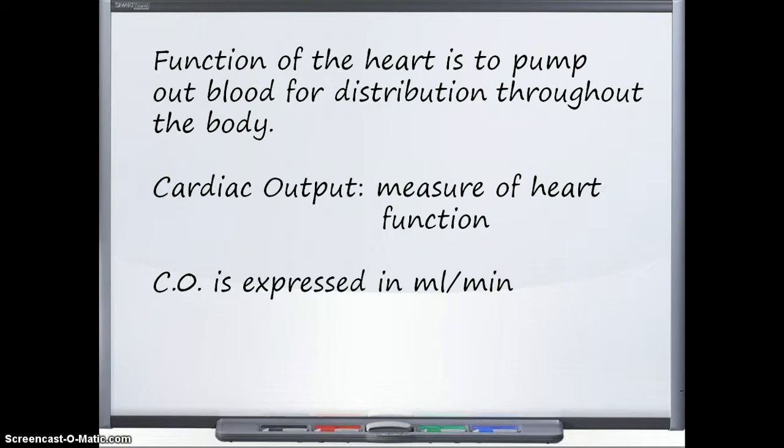So in order to understand from patient to patient or from case to case what we're really talking about, we always refer to the cardiac output as the volume of blood the heart pumps out per minute. And we express this in milliliters per minute. So at its simplest, the basic function of the heart is to pump out blood. We measure that by cardiac output, and we express it in terms of milliliters per minute.